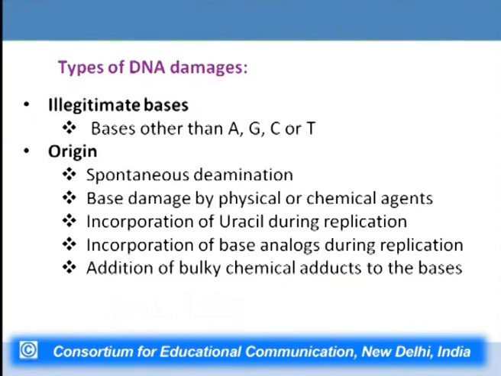And there might be incorporation of base analogs during replication which might cause illegitimate bases getting incorporated in the DNA, and there might also be addition of bulky chemical adducts to the bases. So these are some ways in which illegitimate bases can get incorporated in the DNA, namely spontaneous deamination, base damage, incorporation of uracil, incorporation of base analogs, and addition of bulky chemical adducts to the bases.